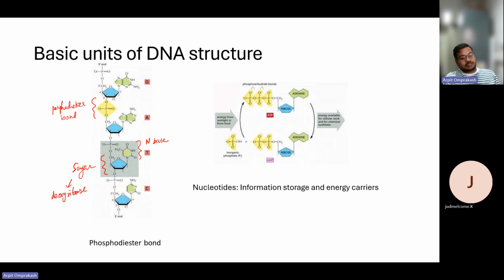So basically during the process of photosynthesis or during the process of, let's say, mitochondrial respiration, ATP is produced, which basically stores the energy that is generated in a chemical form. And then later, when that energy is needed, the ATP molecule hydrolyzes to basically give out the energy.